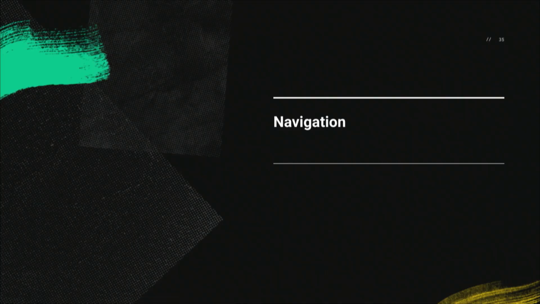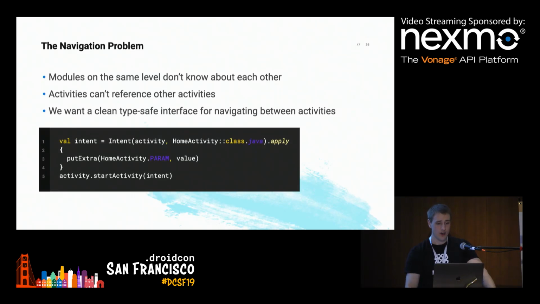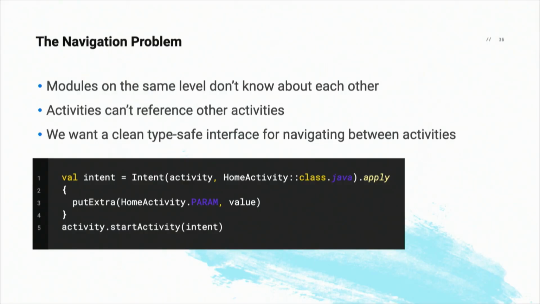Okay, so now we've got our architecture, we've got our modules, but there's a huge problem with this. As I mentioned, we've got activities in separate modules, and those modules cannot talk to each other. So they don't know about each other. We really want to write an intent like this that says, I'm giving you my activity, I want to go to the home activity, and I want to pass a parameter of some value, and then I want to start that activity. But I don't know about home activity, so that causes a problem. This won't compile. But we really want a clean, type-safe interface for navigating.